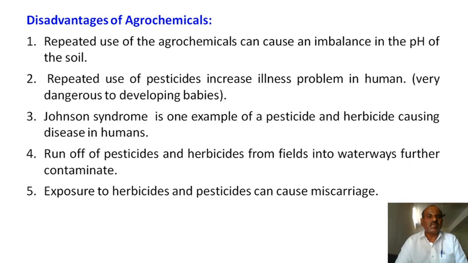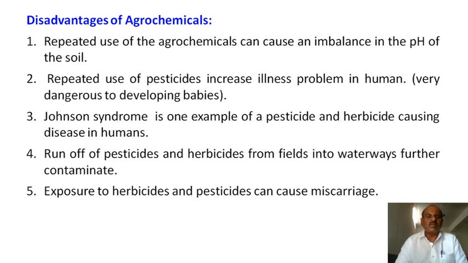Repeated use of pesticides increases illness problems. They are more dangerous to developing children, and they also cause diseases like cancer. Some pesticides are chlorinated pesticides. Stevens-Johnson syndrome is one example of pesticides and herbicides causing disease in humans. Memory can be lost because of these more dangerous types of pesticides, which also attack the brain.